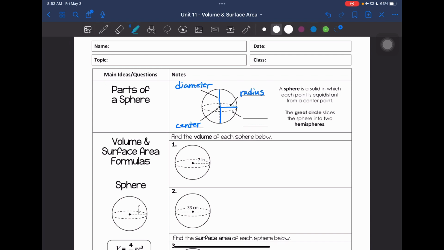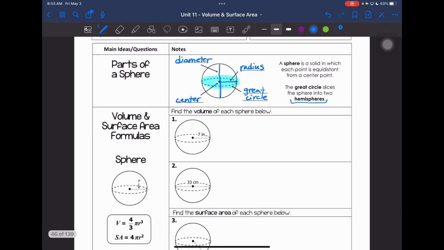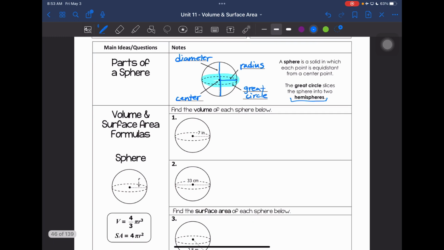And then whichever circle is cutting through the center or the middle of the sphere and cutting it into two equal parts, that's called the great circle. And those two equal parts are called hemispheres. Maybe you've heard that word before when we're talking about like the Earth. We're here, we're part of the northern hemisphere. The southern hemisphere encapsulates like South America. So we'll talk about hemispheres a little bit later in the lesson.